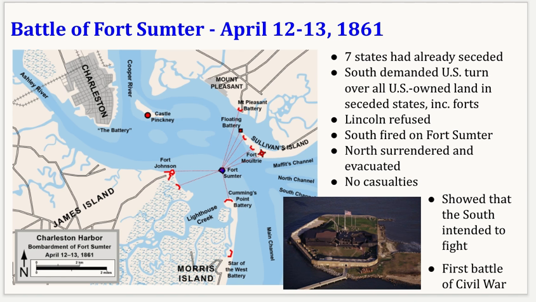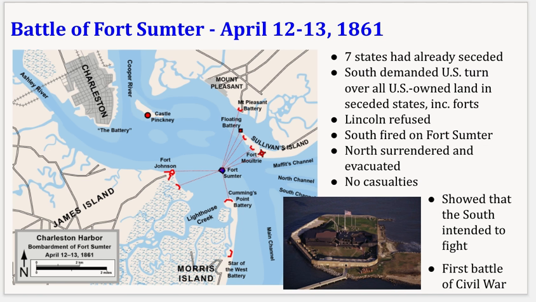Lincoln refused to do this, so the South decided to make an example of one of them. And the one they chose was Fort Sumter, which was out in the mouth of the harbor of the city of Charleston in South Carolina. The South chose to make an example of it, right? And so you can see the red lines on the map there. The South fired on Fort Sumter.